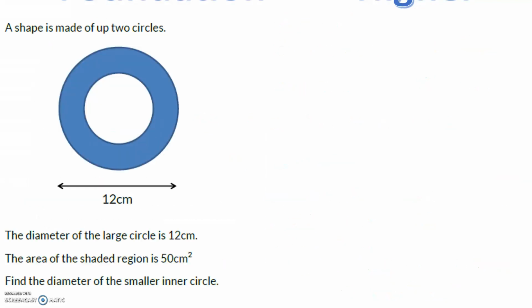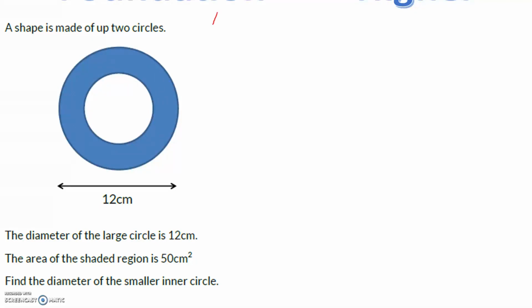Well done. Okay, slightly harder. A shape is made up of 2 circles. The diameter of the large circle is 12 centimetres and the area of the shaded region is 50 square centimetres. Find the diameter of the smaller inner circle. Well, this has got to be something to do with our area formula, hasn't it? Because we know that the area of the shaded region is 50. And how do we make up the area of the shaded region?